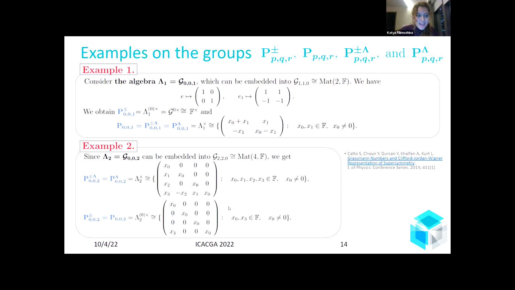Note that in the second example, we obtain subgroups of the lower triangular matrices group, which is closely related to the Heisenberg group. So these groups may be useful, for example, in quantum computing.